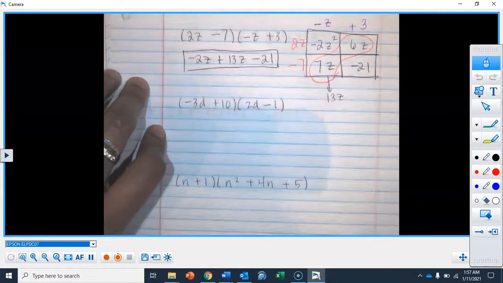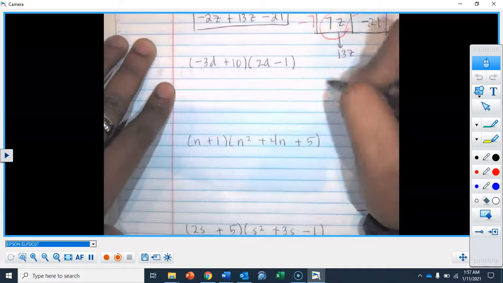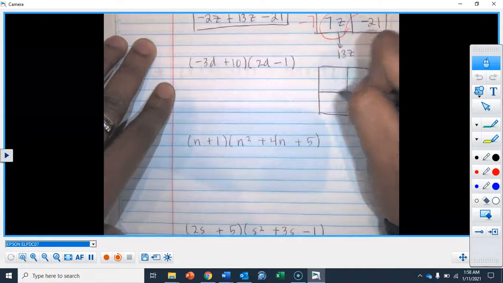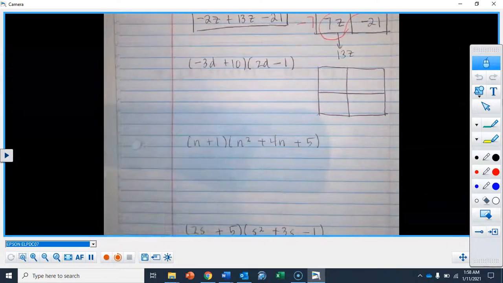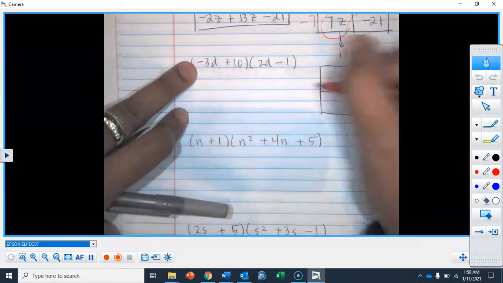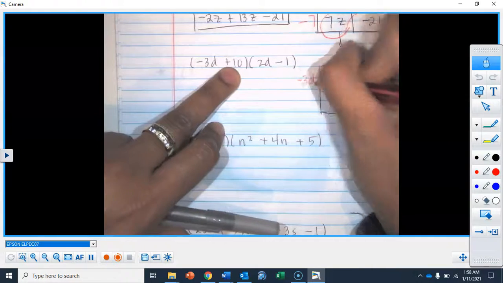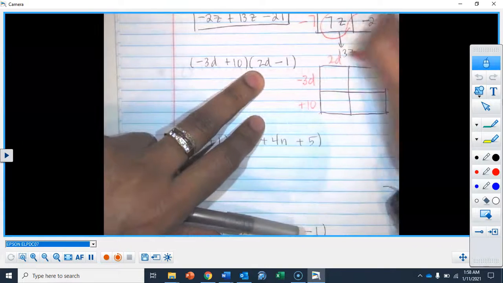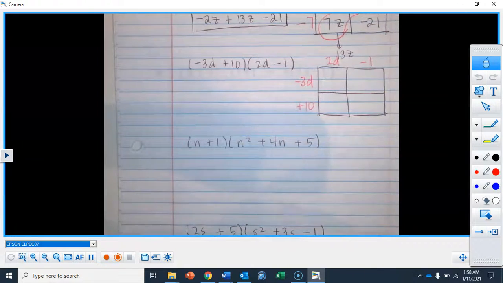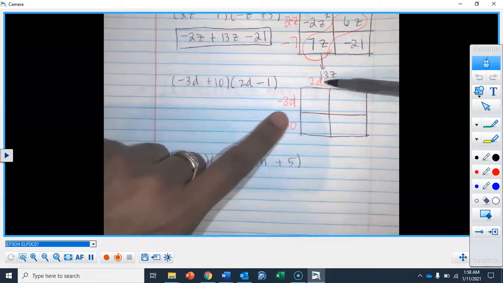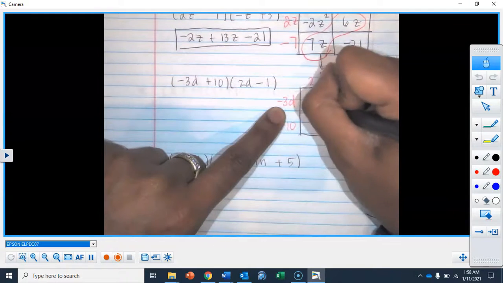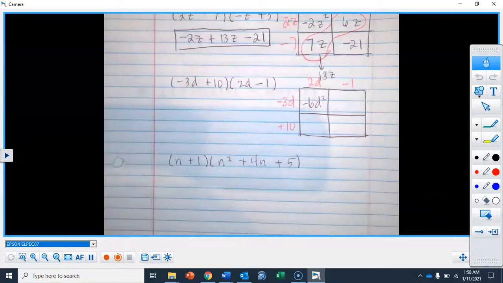All right, here we go. So everybody, that's that one. Let's do it one more time. Draw a box, put a cross, all right? And again, I'm going to write negative 3d right next to this box, and then a plus 10 here. At the top, I'm going to put 2d and then minus 1. When I multiply these two, again, 2 times negative 3 is negative 6. D times d is d squared.